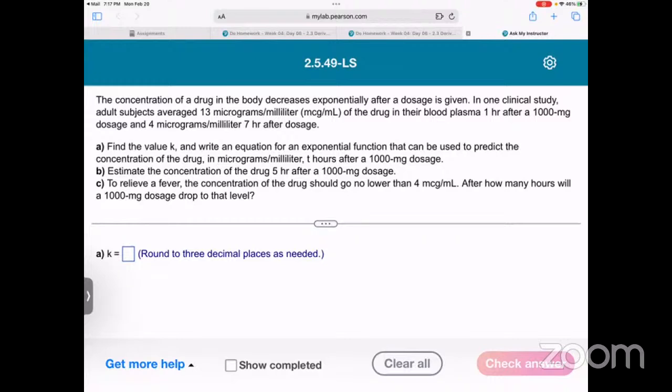Okay, so we know we're working with an exponential function. Concentration of drug decreases exponentially, so we have exponential decay. All right, let's take some notes here.